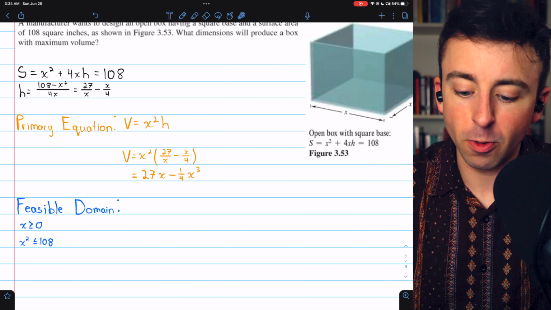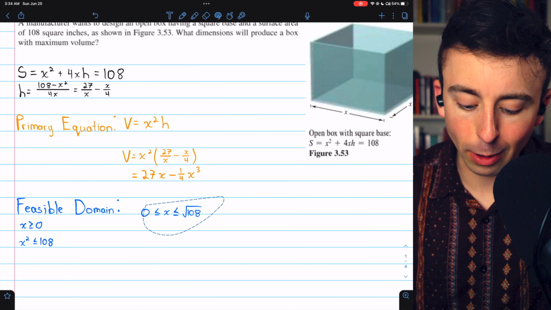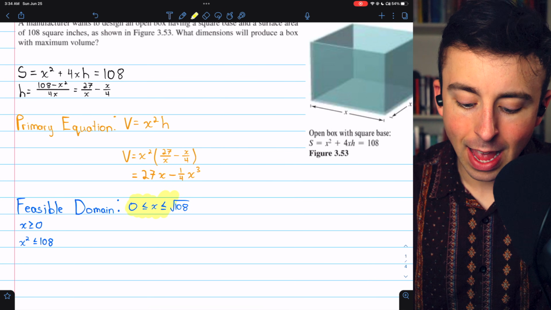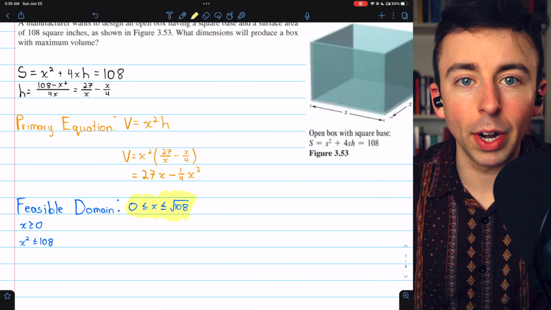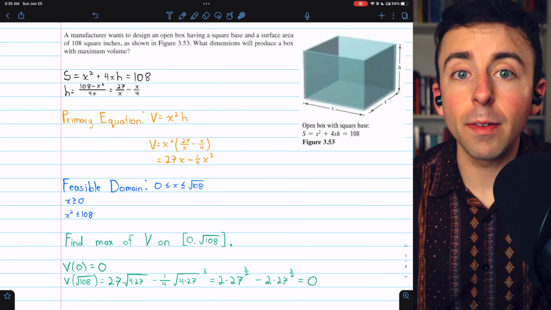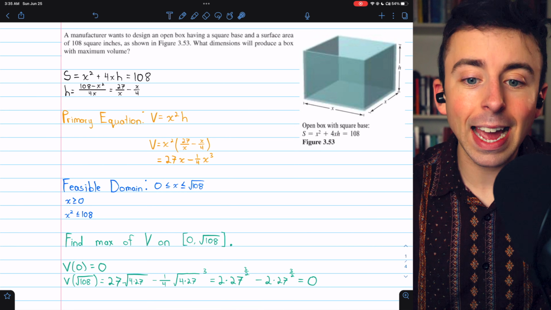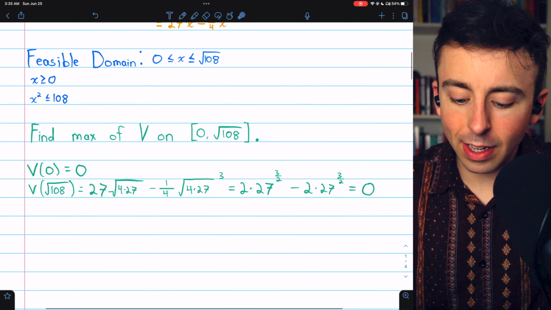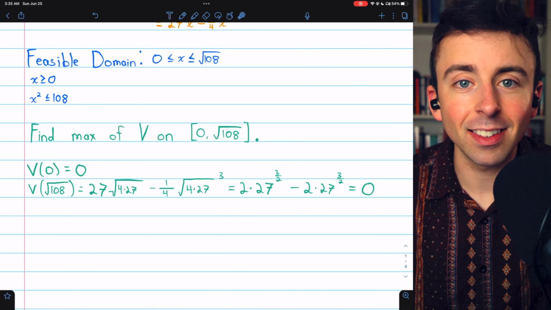So x squared certainly can't exceed that allowed surface area. X squared is less than or equal to 108, which means that x is less than or equal to the square root of 108, and thus this is our feasible domain. X is greater than or equal to 0, less than or equal to the square root of 108. Then we're ready for the final step of using our calculus techniques to find minimums and maximums. In this case, of course, we're trying to find a maximum. And now we know that we're looking for a maximum of our volume V on this closed interval from 0 to the square root of 108, since that's the domain.